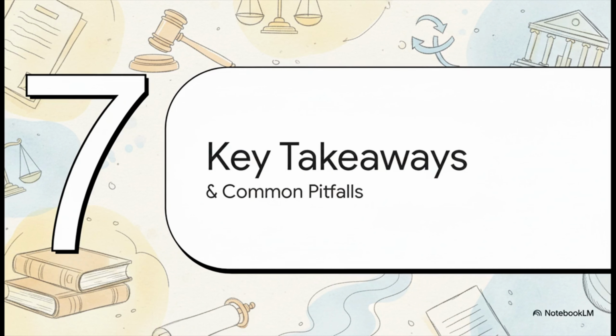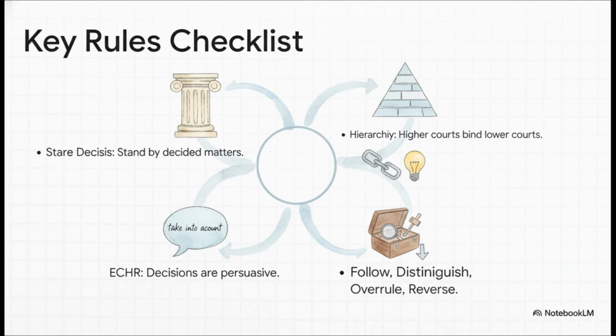Fantastic. Okay, let's wrap this up. We're going to summarize the essential, must-know points, and then I'm going to flag the most common traps that students fall into on this topic in the exam. Here it is, your final checklist, your cheat sheet for judicial precedent. Stare decisis is the core rule. The hierarchy dictates who has power. Binding is a must, persuasive is a maybe. A judge has four main tools: follow, distinguish, overrule, or reverse. And finally, remember that ECHR decisions advise, they don't command. If you can lock these 5 points down, you are in a really solid position.